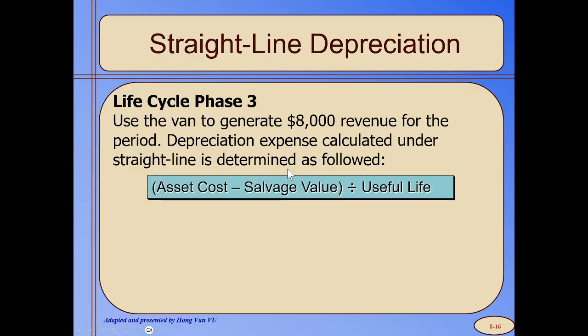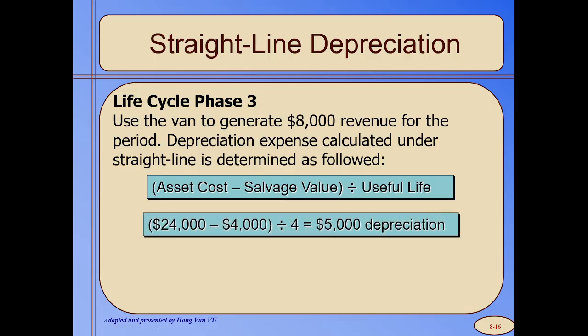Under straight line depreciation, we calculate the periodic depreciation expense by subtracting the asset's salvage value from its cost and dividing the total by the estimated useful life. In our case, annual depreciation is 5,000 as shown in the calculation.